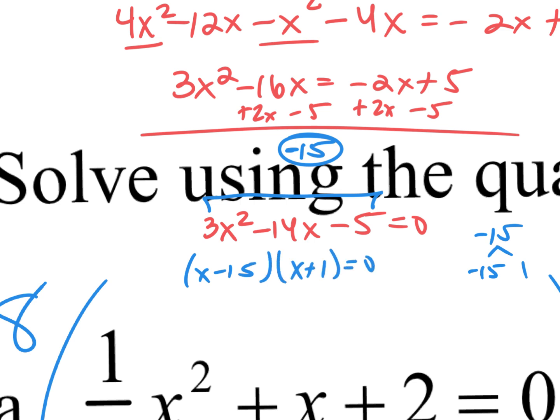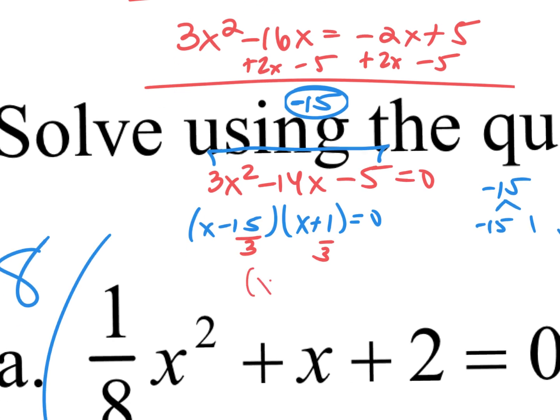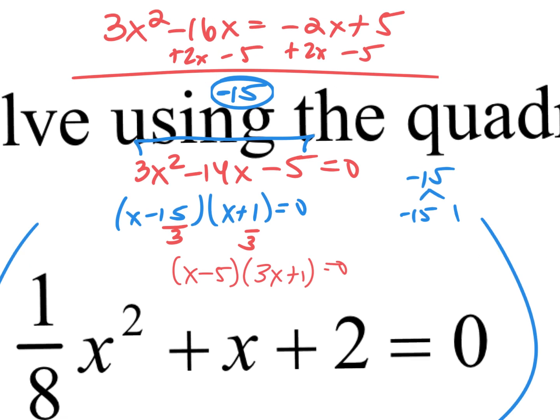Right? But what do I have to do? Divide by the a term. Good, which is 3. So I'm left here with x minus 5 and 3x plus 1. So then we come out with x equals 5 and x equals negative 1/3.